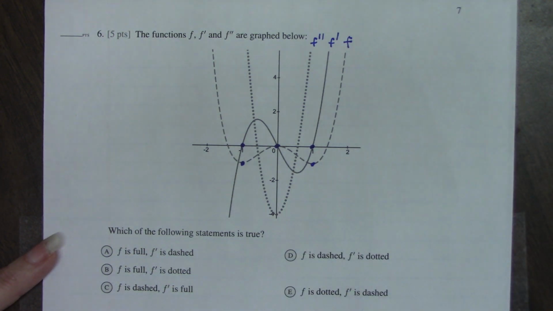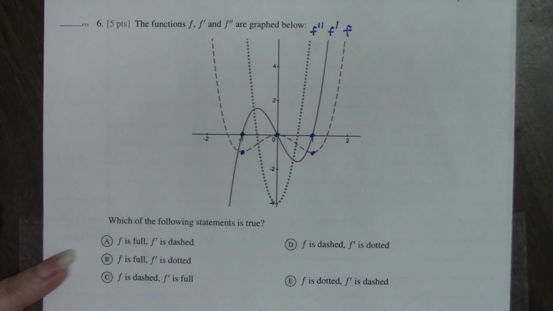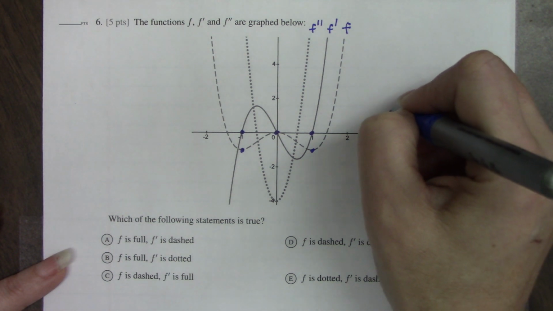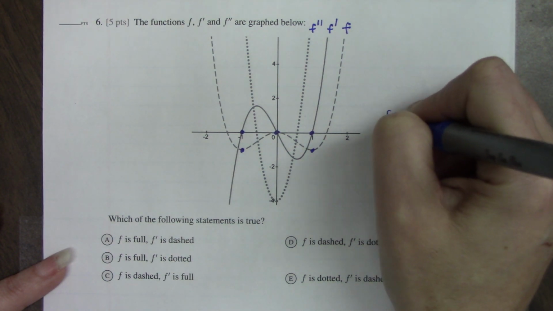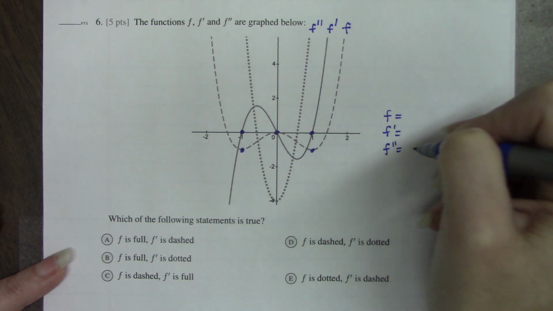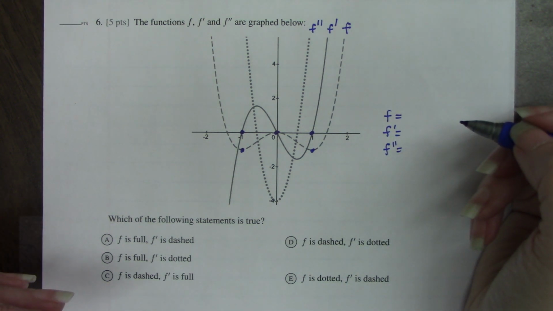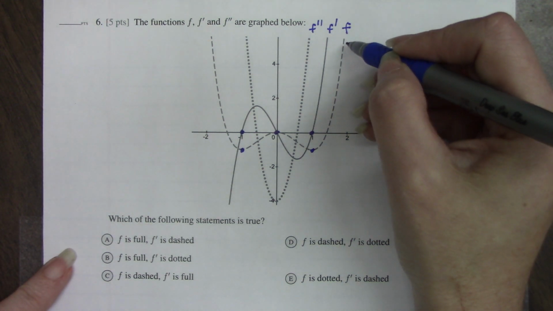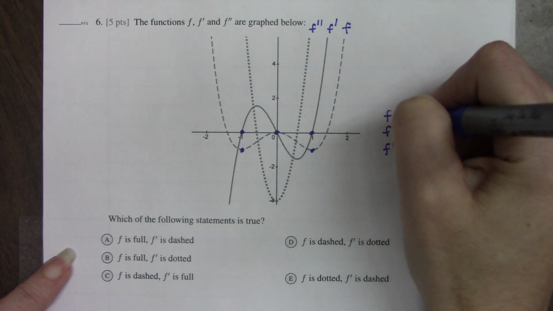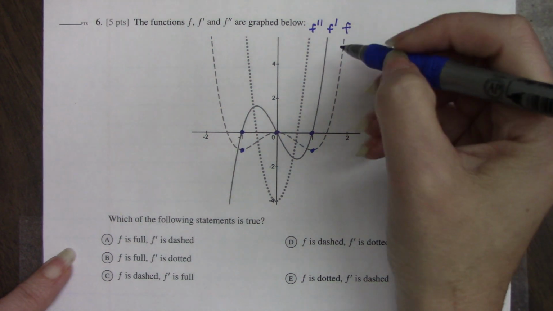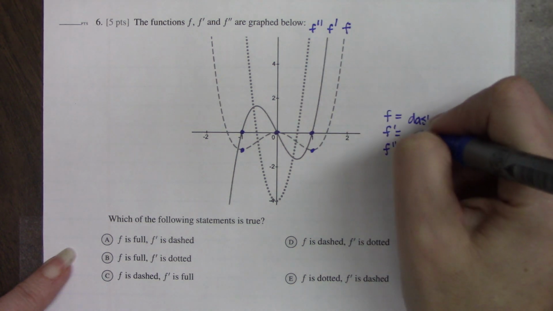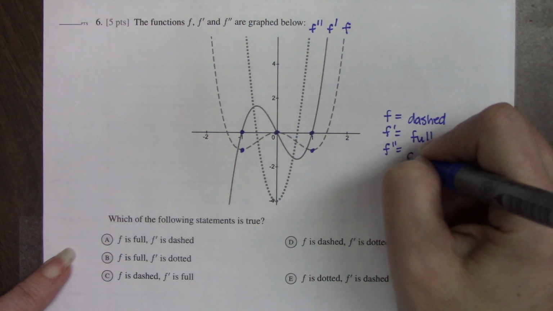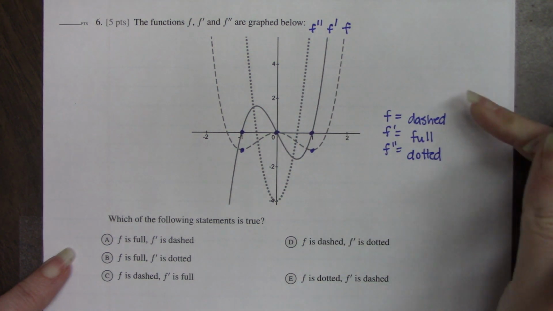Now, before I go into selecting my answer, it's very, very easy in a problem like this to grab the wrong thing. So I'm going to say, well, f, f prime, and f double prime are described in the answer choices as either full, dashed, or dotted. So this looks like the dashed line. This full, I think, is what they mean by solid line. And then this is the dotted line. Okay, so that's what I think my answer is.